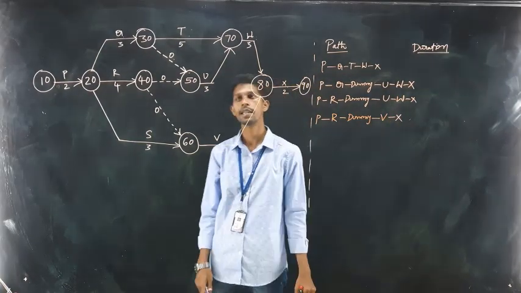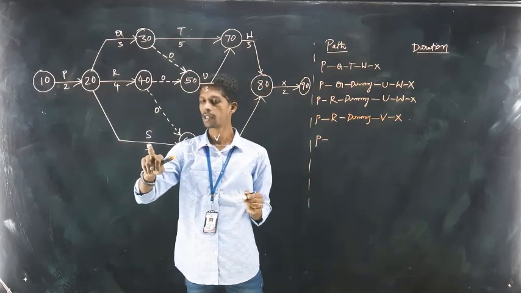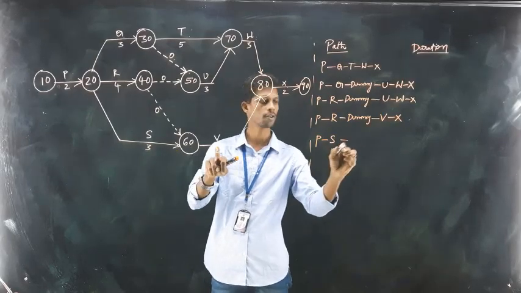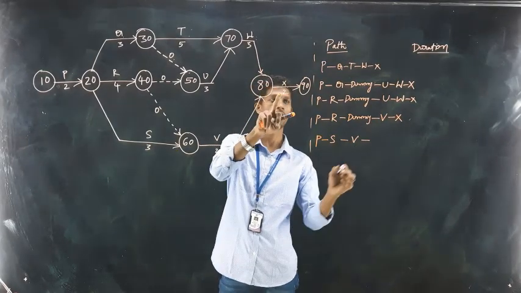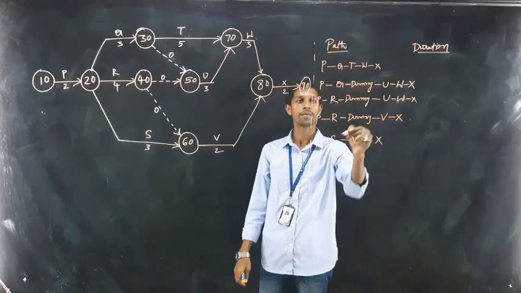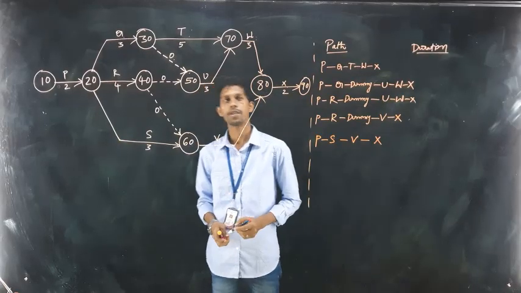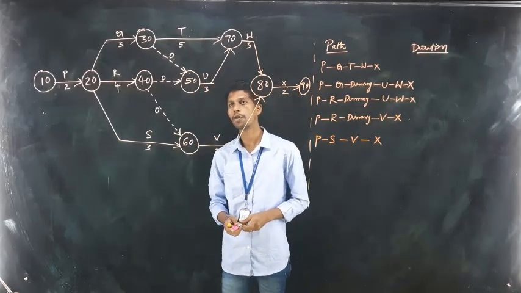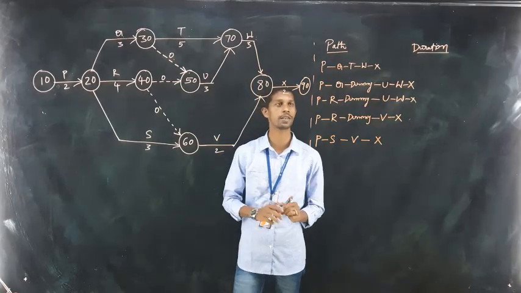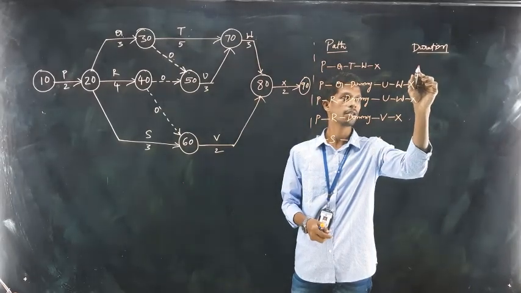There is another one: P follows S, S follows V, and V follows X. These are the 5 different paths. Check whether any other path is possible. We have taken all the possible paths here. Now we have to calculate the duration.